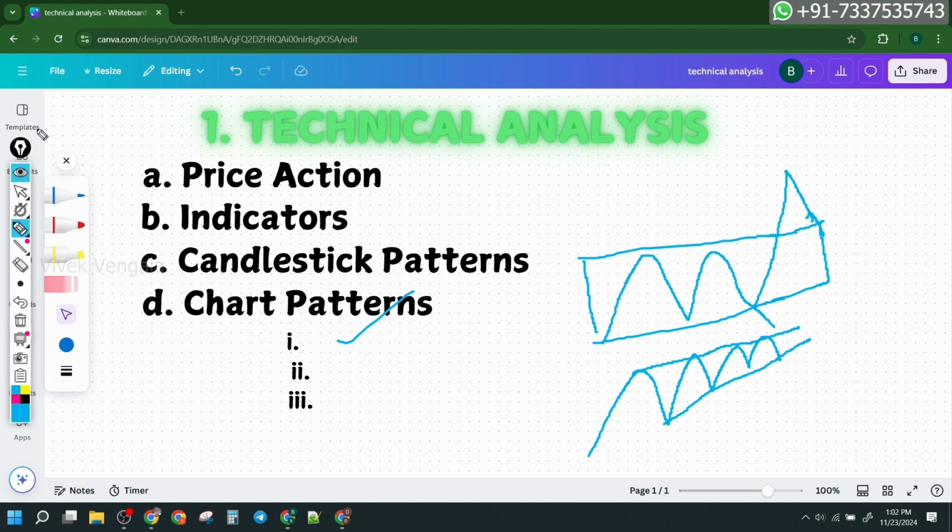And the next chart pattern is the head and shoulders pattern. It will be like this: shoulder, head and shoulder.